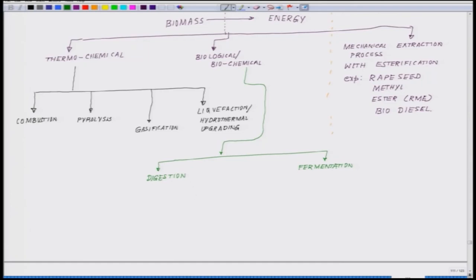So, in digestion, one of the examples I am quoting here is production of biogas. This is a digestion process, producing biogas, which is basically a mixture of methane and carbon dioxide, methane plus CO2. Whereas in fermentation, the example is production of ethanol.